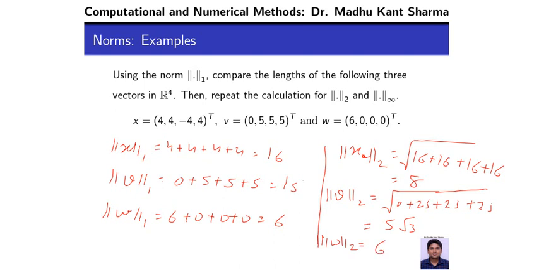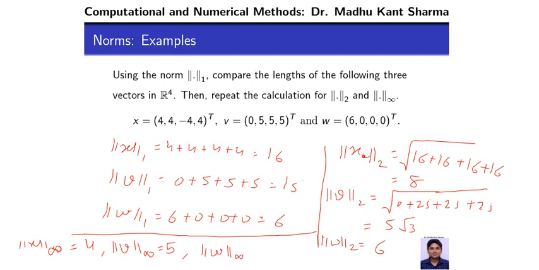Now the infinity norm of x. What is the maximum norm? You take the magnitude of each entry and take the maximum, that is 4. For V, the infinity norm is the maximum magnitude of the entries, that is 5. For W, the infinity norm, the maximum is 6. So these are the values. If you arrange them in a table, it will be more clear.